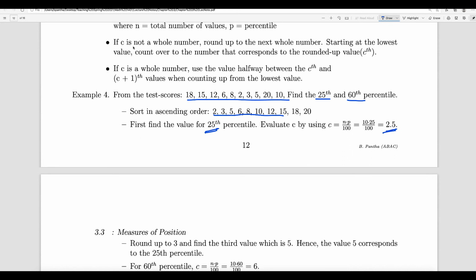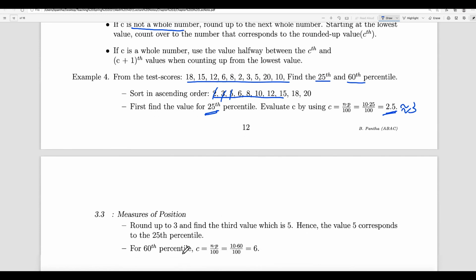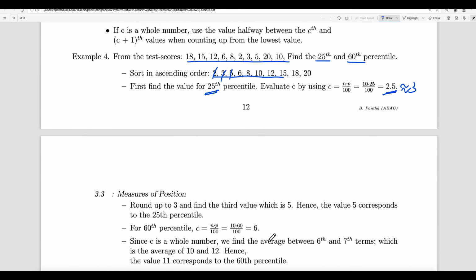This is a decimal, right? This is not a whole number, so you round up. If you round up, it will be 3. So what will be the third number? First, second, third is 5. So round up to 3 and the third value is 5. Hence, the value 5 corresponds to the 25th percentile.